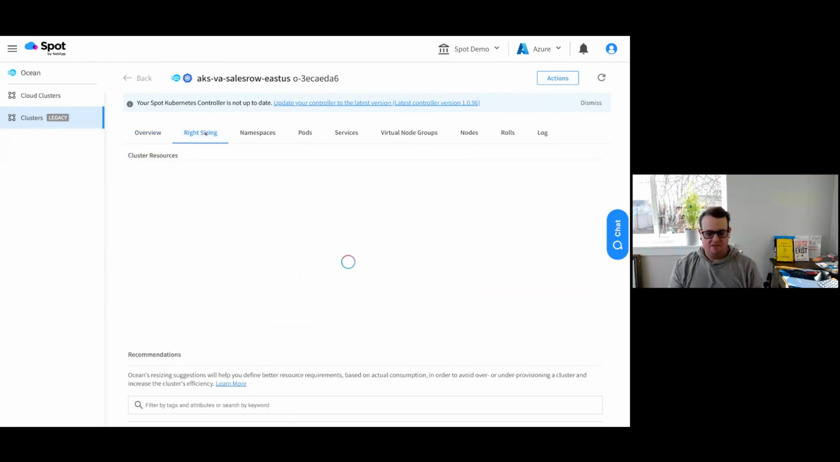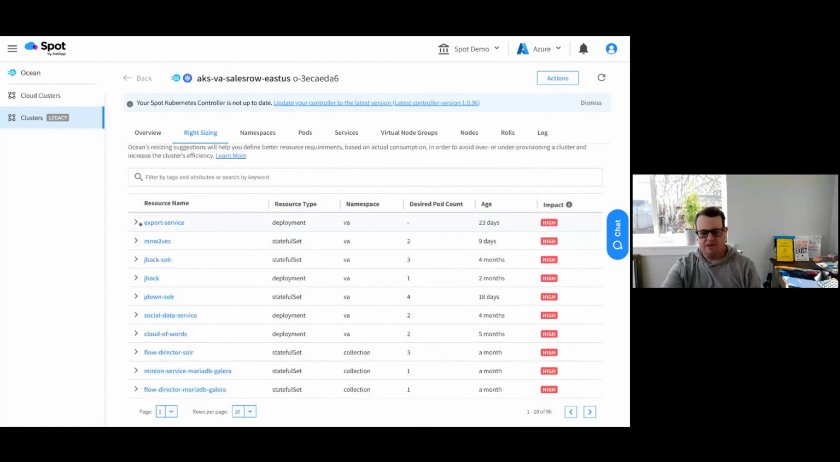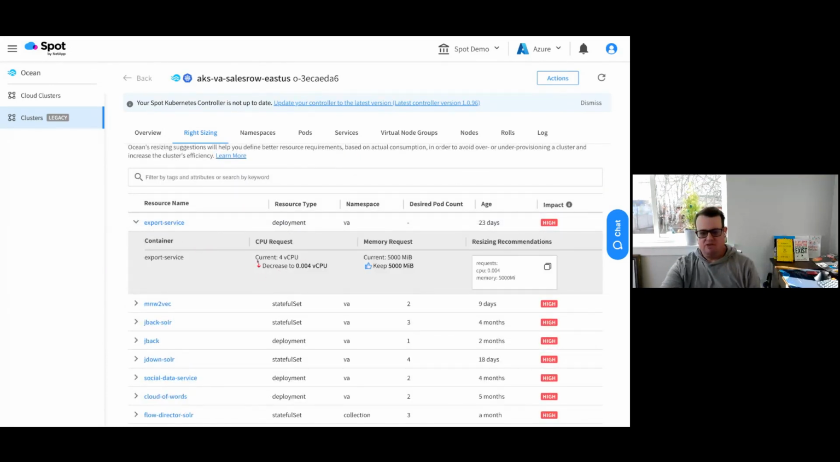When we talk about right sizing, which is really what we're here for, this is where we show you what Ocean is trying to do with the right sizing of your environment. This is taking a minute to load, but you can see here the impact. You can see here the automation requests. So right now, the export service that we're running is requesting 4 virtual CPU cores. But Ocean says, well, that's embarrassing. Ocean says you can decrease that to 4 1,000ths of a core.